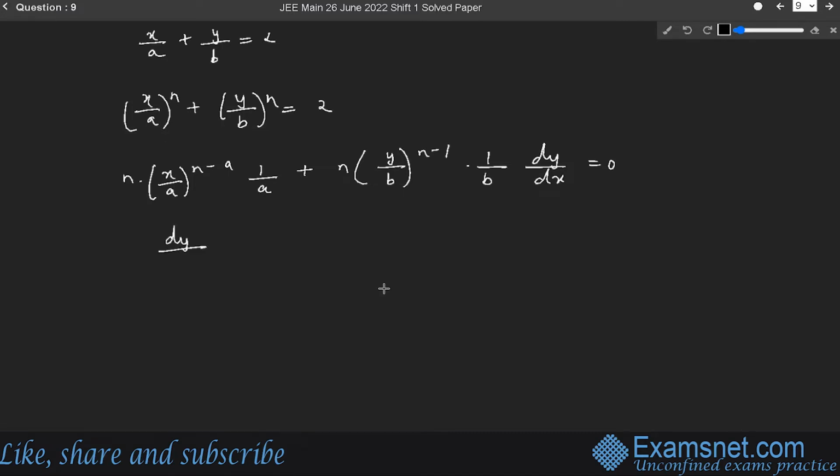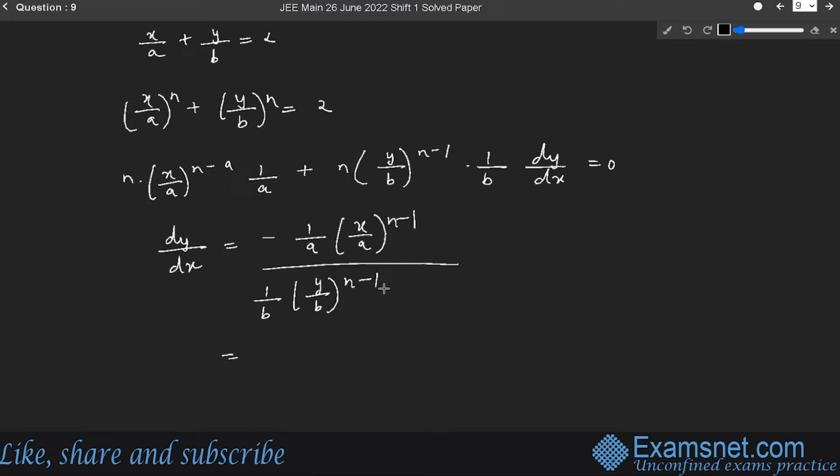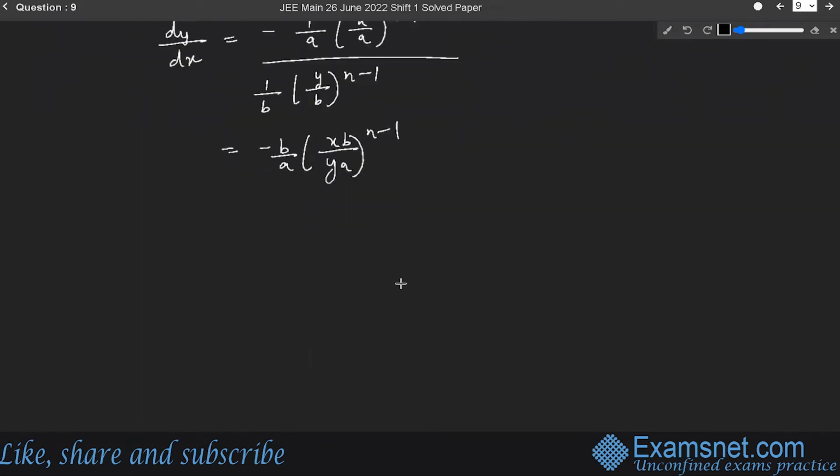So we can say that dy by dx will be equal to minus of (1 upon a into x upon a to the power n minus 1) whole divided by (1 upon b into y upon b to the power n minus 1). So this will be equal to minus b upon a into (xb upon ya) whole power n minus 1. Now we have to calculate dy by dx at (a, b), which is the point given in the question. So it will be equal to minus b upon a into (ab upon ba) power n minus 1. So this will be equal to minus b upon a.